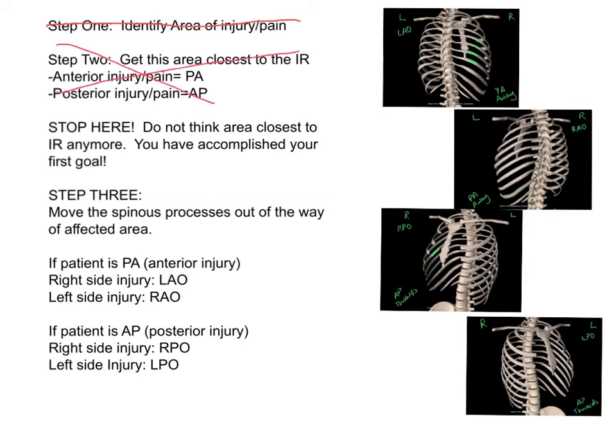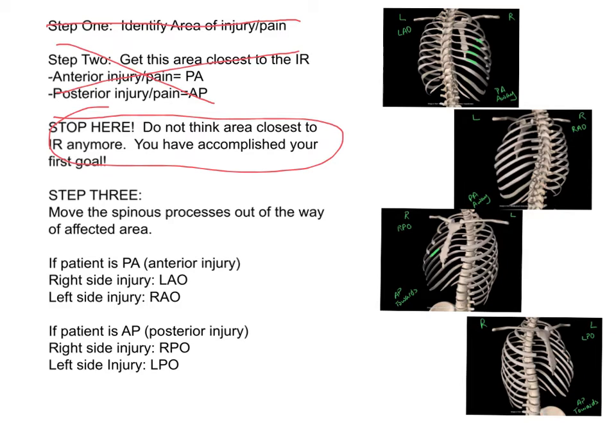Now stop right here. Don't think about area closest to the IR anymore. You're going to confuse yourself. You've already accomplished goals 1 and 2. We're going to move on to step 3, which is going to be how do we determine which oblique to do.